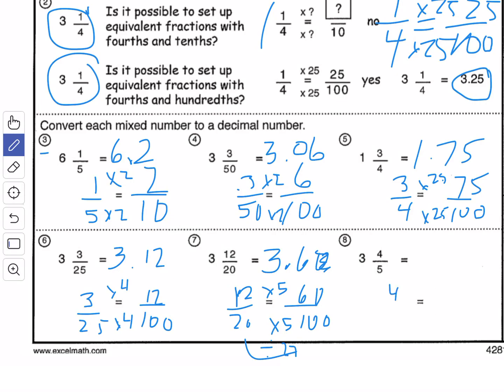And then the last one, 4/5. I can change that into tenths easily because 5 times 2 is 10. 4 times 2 is 8. And so I have 3.8 as my final answer.